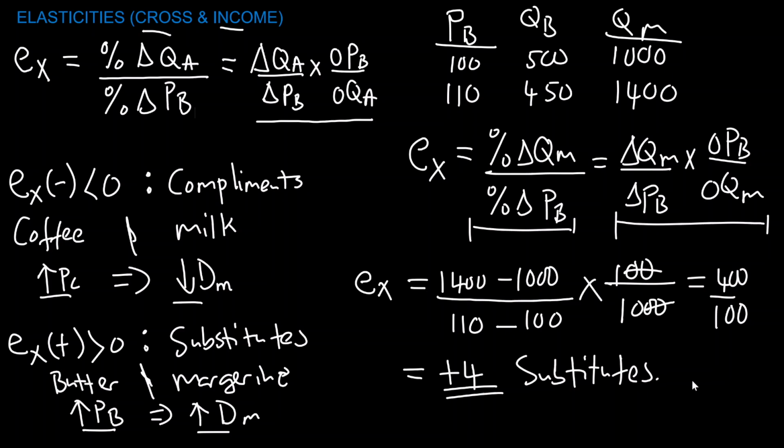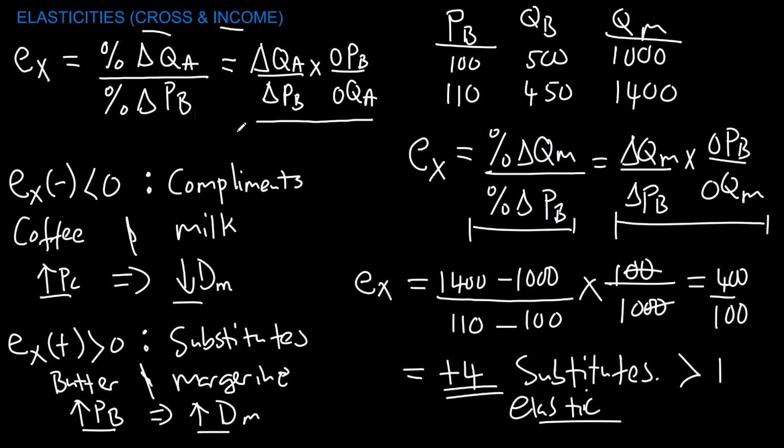And because this is greater than 1, it means they are highly elastic. So they are very related, butter and margarine, according to this example. All right. So butter and margarine are substitutes. The answer we got in this instance was plus 4.